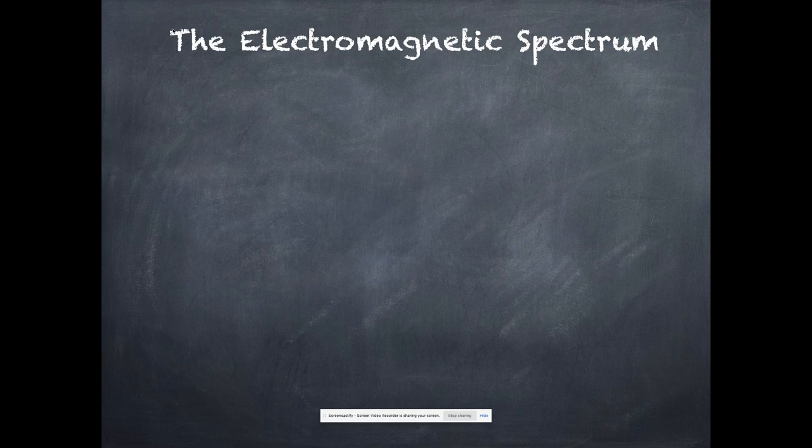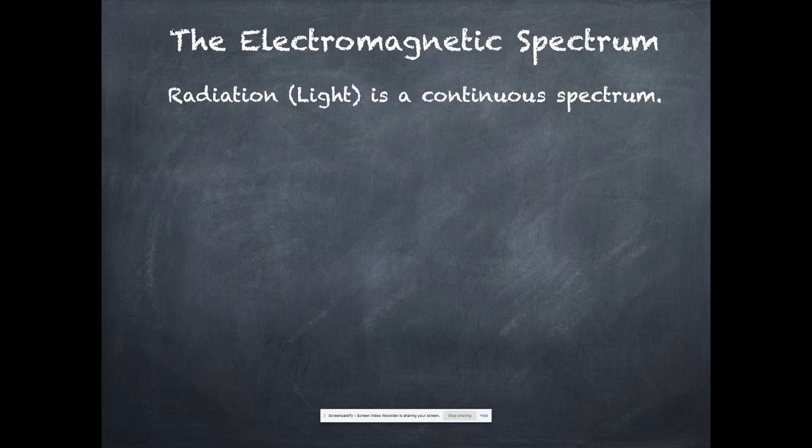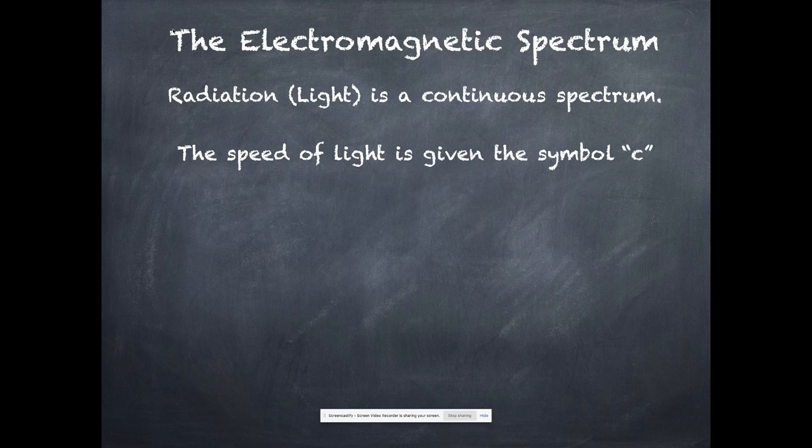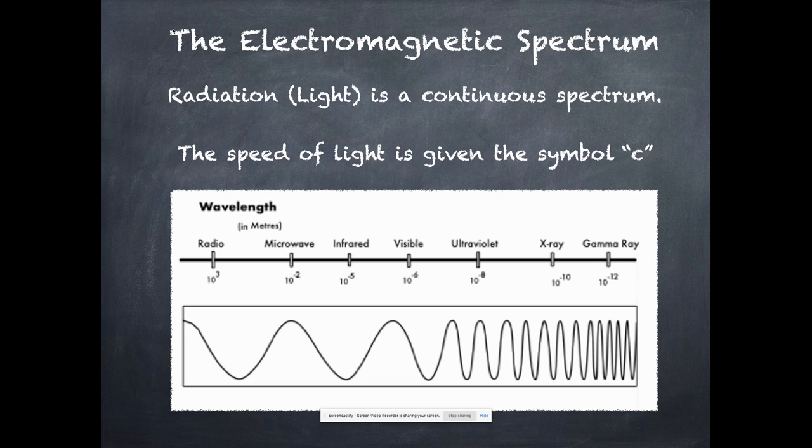All right, the electromagnetic spectrum is a continuous spectrum that goes from low energy radio waves to high energy gamma rays. Okay, all of that radiation travels at the same speed. The speed of light is given the symbol c. Okay, and you see radio, micro, infrared, visible, ultraviolet, X-rays, and gammas. This is listed in increasing energy, decreasing wavelength, see the waves are getting closer together, and increasing frequency.